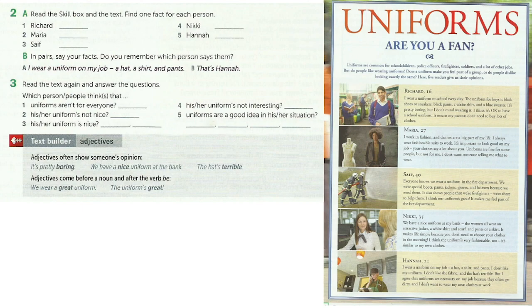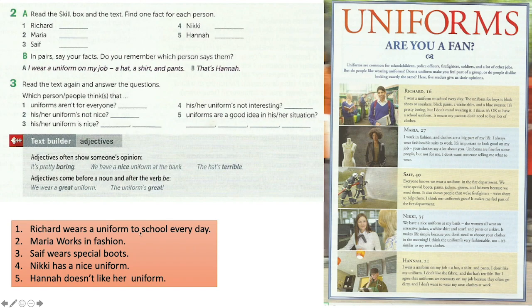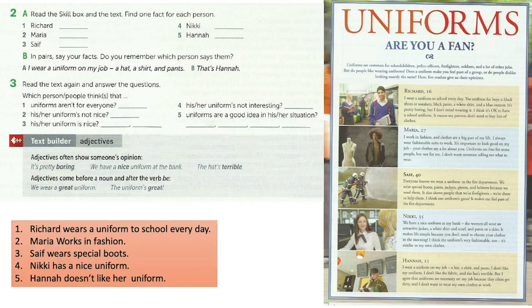In this case, a piece of real information or a fact about Richard would be that Richard wears a uniform to school every day, right? Now, another piece of real information about Maria: Maria works in fashion, I think. So that's real information we have in the text about those people. That's why they are called facts. Good. So there you have the answers. These are the answers for this exercise.